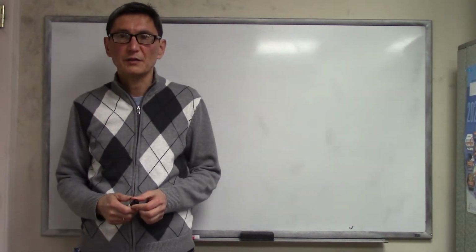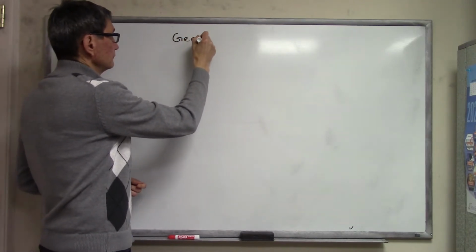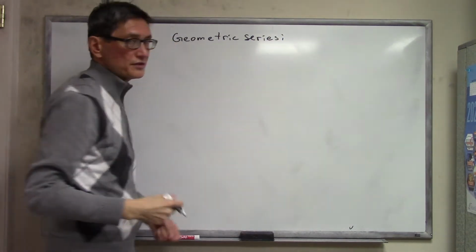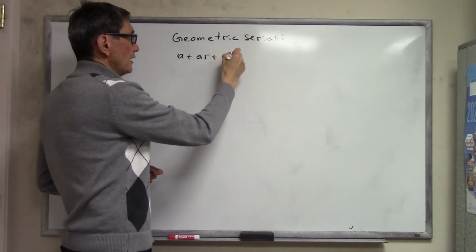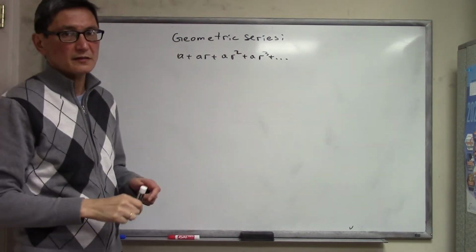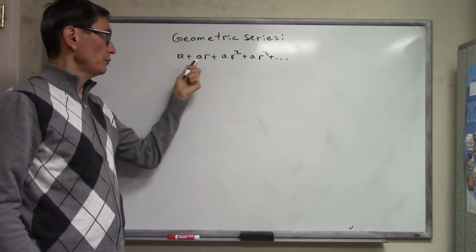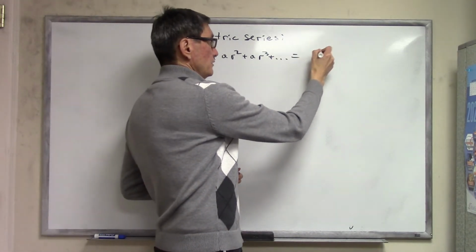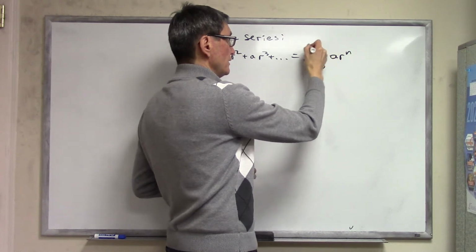Now we'll consider special series, so-called geometric series. Geometric series in general look like a plus ar plus ar squared plus ar cubed plus and so on. So what is happening is every time to get the next term, we keep multiplying by the same number. In this case, we multiply by r. In general, we can write it as the sum of ar to the n, from n equals 0 to infinity.